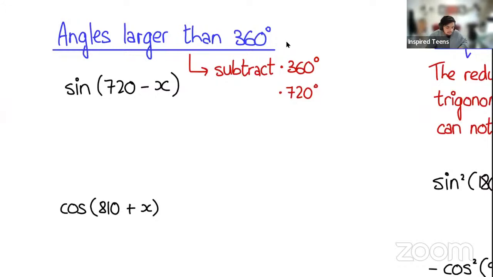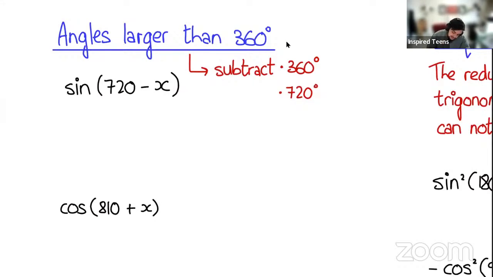1080. 720 plus 360 is 1080, sorry. So then just say it's bigger than 1080, you subtract 1080. So basically, if it's bigger than 360, you subtract 360. If it's bigger than 720, you subtract 720. The 720 is twice 360, so it's like two 360s. And then if it's even bigger, then you subtract 1080, but you're probably not going to get that example. So let's look at this case.